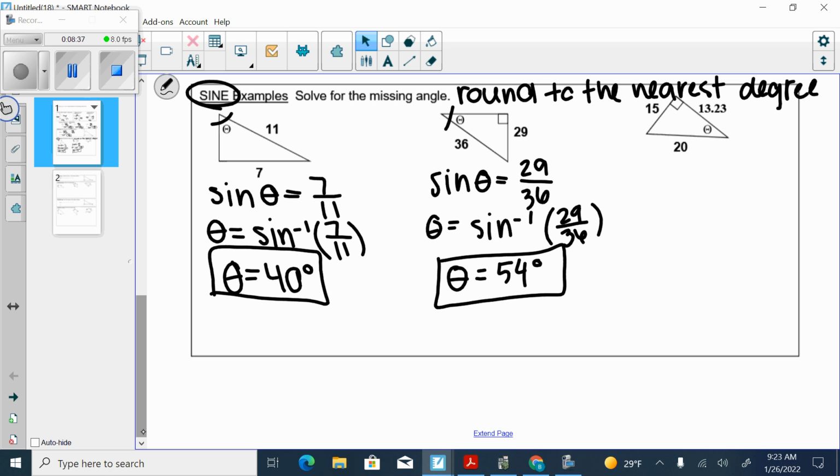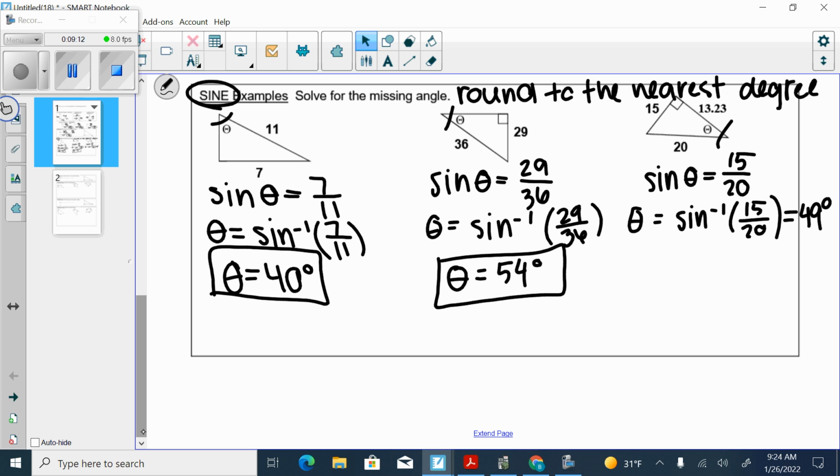Okay. Alright, we got one more over here. So sine of my angle theta is equal to what's opposite over hypotenuse here? Very good. Okay. So we want to find theta, we just take the inverse. And what do we get there? 49. Very good.